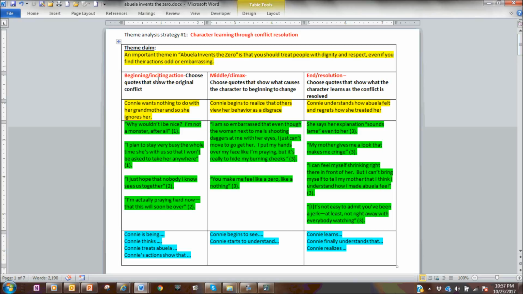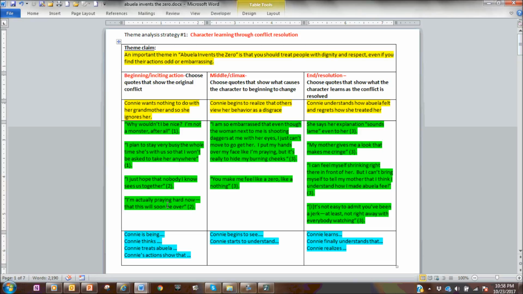Because I'm trying to analyze the theme across the text, I've gone from something at the beginning of the text, where the original conflict is set up, through the middle towards the climax, and then to the end where the conflict is resolved and the characters actually learned something. I've selected several pieces of evidence from each of these areas.